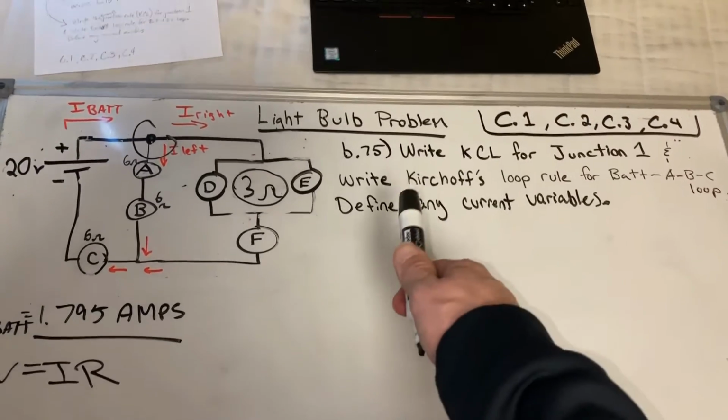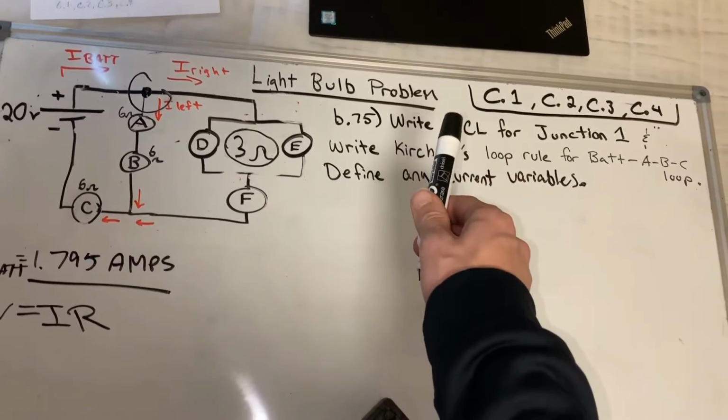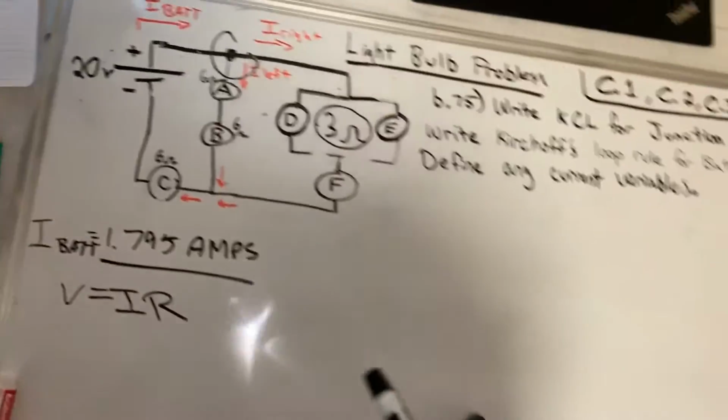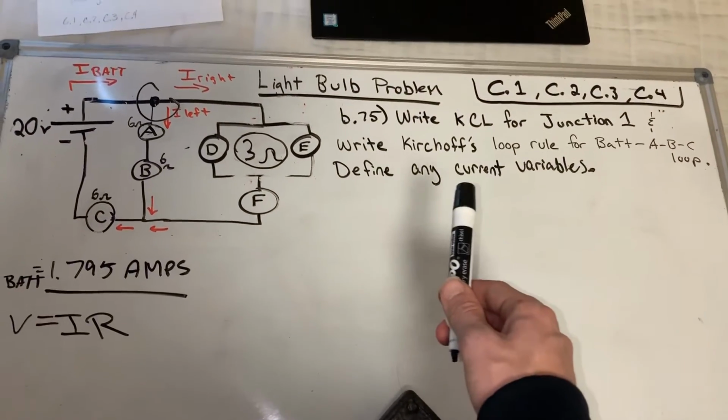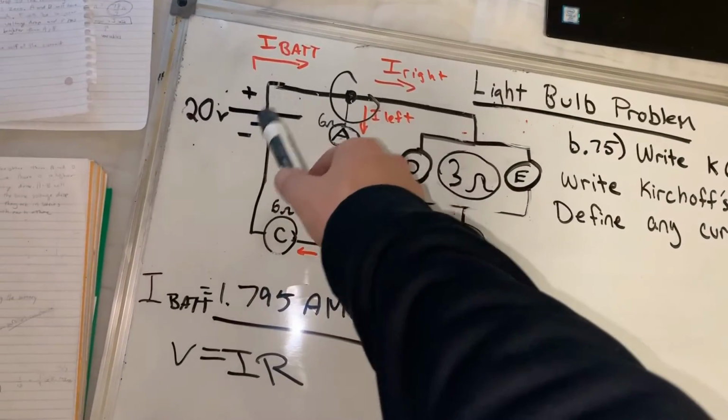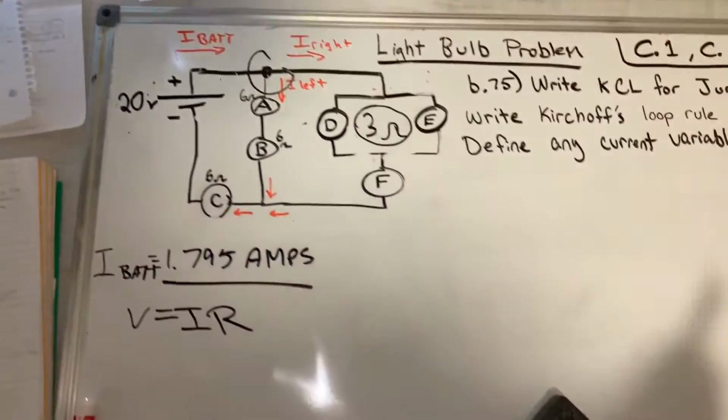Okay, so problem B.75, we are going to write Kirchhoff's current law for junction 1. This right here is defined as junction 1 in the problem. And then we're going to write Kirchhoff's voltage loop rule for the loop battery ABC. Battery, A, B, and C.